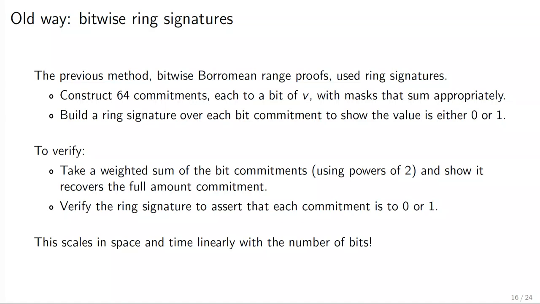And effectively what you did is, for each of these bits, you generated a separate kind of sub-commitment. So you had these extra 64 commitments, each of which was to one of these bits, and you constructed these commitments with masks that did some clever math when you summed them back up again, and you built a ring signature over each of these bit commitments to show that it was either a zero or a one. It was this whole big shebang, and then to verify it, you had to take this big weighted sum of these commitments. You were able to show that it recovered the correct amount and also verify the ring signature, so that you were convinced that each of those bits was a zero or a one. What sucked is that it scaled in space and time linearly with the number of bits, which was not good.